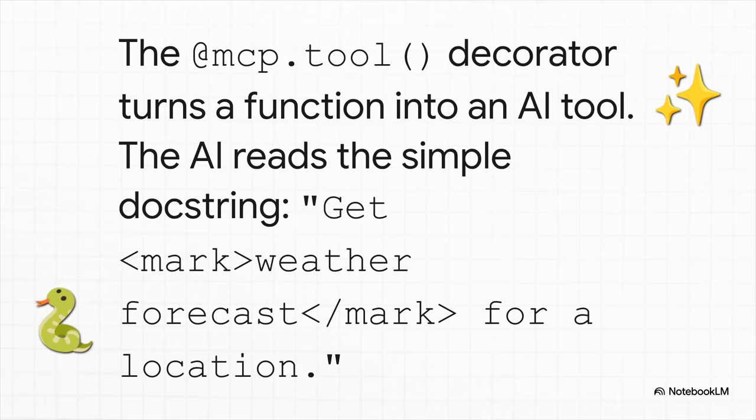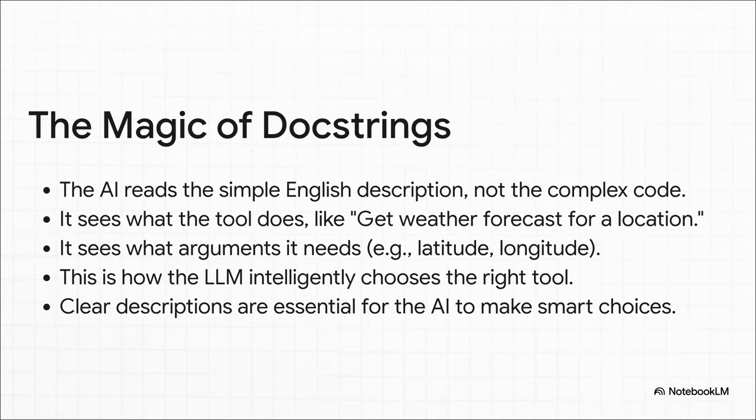But the real magic isn't the code itself. It's how the AI figures out what it's for. And that comes from this simple description right here. And this is the absolute key to the whole thing. The AI doesn't actually read or understand all that complicated Python code inside the function. No way. It only reads this little description written in plain English, what's called a docstring. It sees get weather forecast for a location, and it sees the arguments it needs. And that's how the LLM makes the smart choice to use this tool. It's not an exaggeration to say it's practically magic.